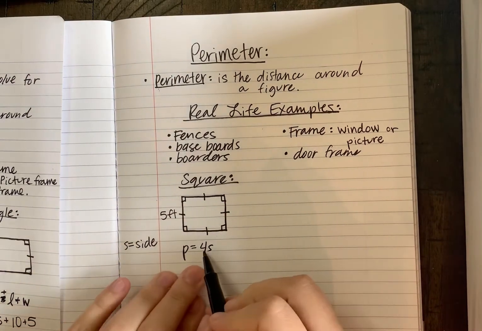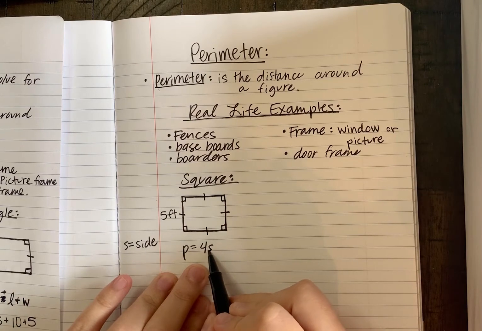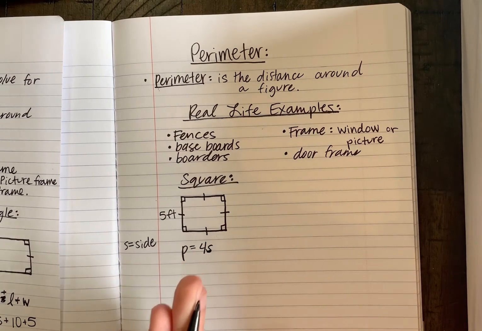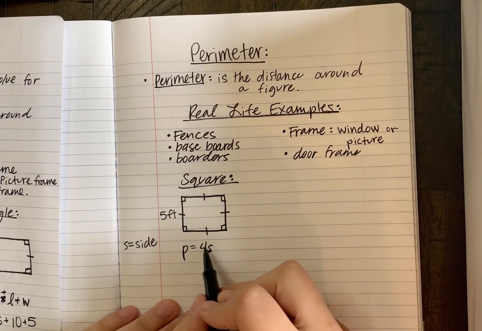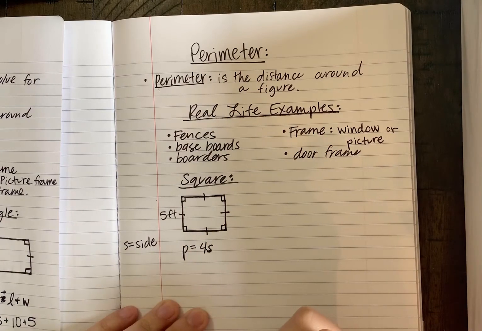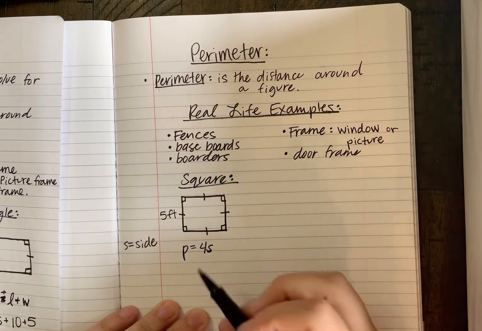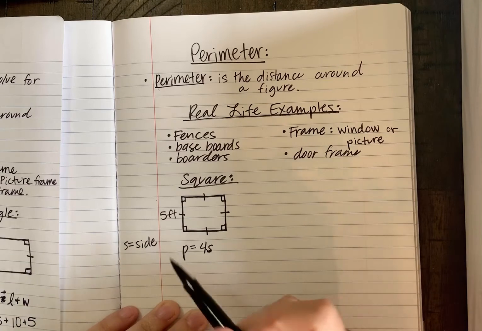So that just means 4 side. Whenever a letter and a number are next to each other, that means that you have to multiply. So this means 4 times the side. There are 4 sides of a square, and the side would be the side length, so 5 feet.